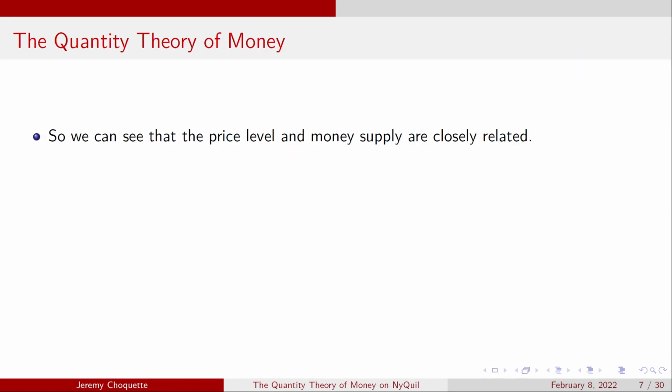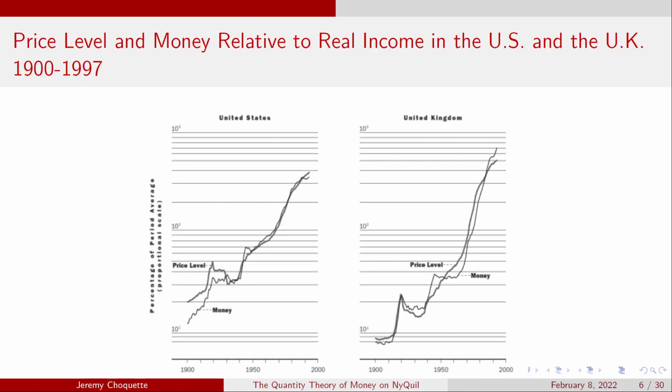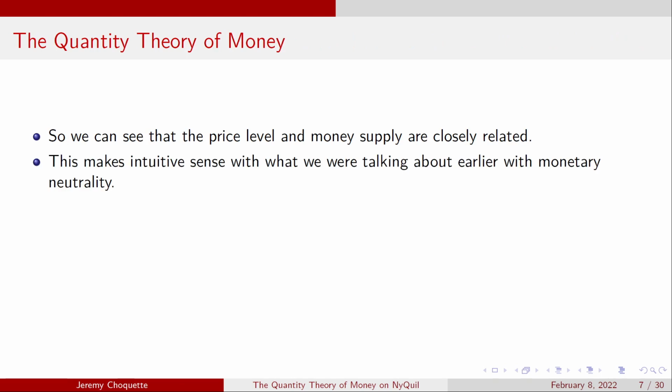Okay, moving on. So we can see that the price level and the money supply are closely related, right? Because, well, we look at this over time. We look at the price level and we look at the increase in the money supply. As the money supply increases, what seems to increase not long after that? Well, the price level. So they're going to be fairly highly correlated with one another. If you change the money supply, the price level is going to change as well.